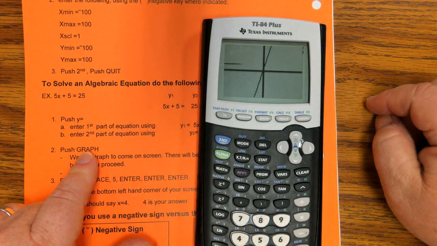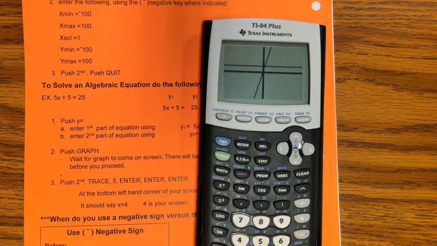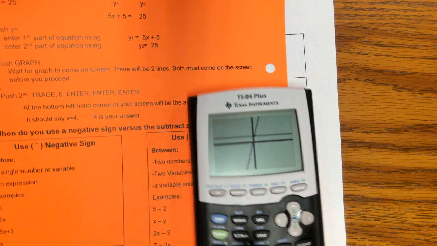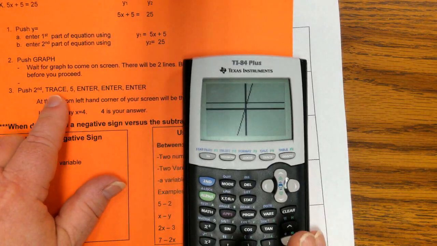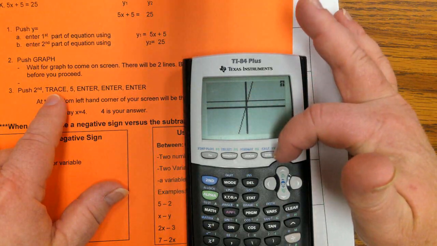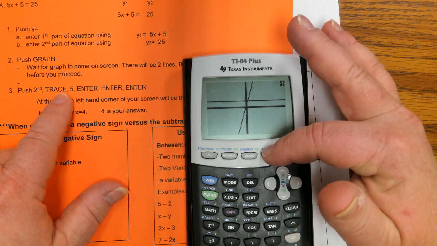What you're going to see is 2 lines. You have to wait till both of the lines come on the calculator. If you do anything before both lines appear, and sometimes the second line takes a few minutes to show up, you'll have problems, so wait till you see 2 lines come across the calculator. Then it says push second key, trace, which is this gray button right here.